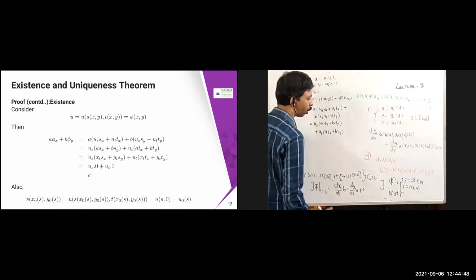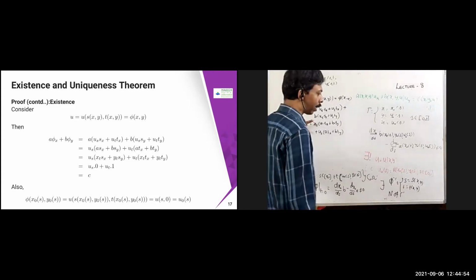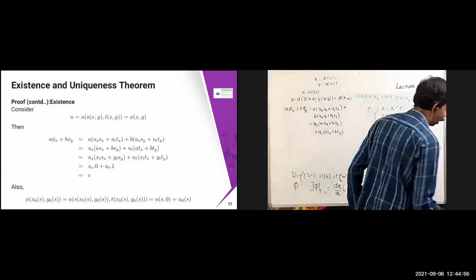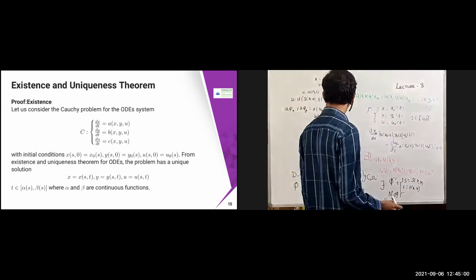Now I will leave it to you as an exercise. What you have to check is this. Now what else I have is that as per the characteristic system, dx by dt.